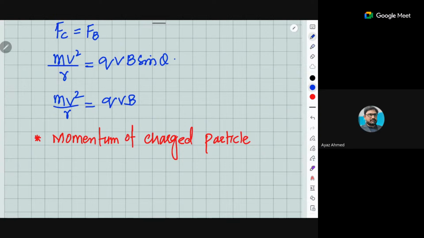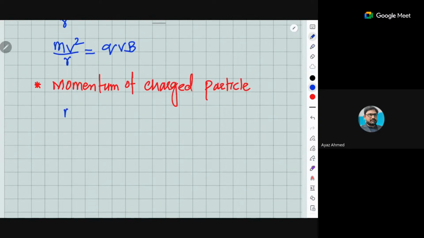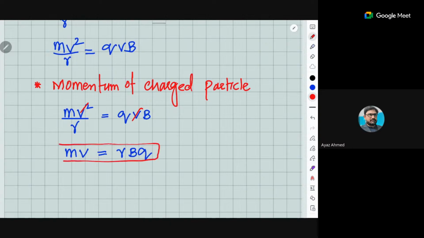So from this equation, mv squared divided by r is equal to qvB, then this v will be cancelled by v, and the remaining part of the equation is mv equals rBq. It closely resembles the word barbecue, so you people will never forget this, inshallah: rBq is equal to mv. Basically this is the momentum of the charged particle, right? Any confusion at this point?